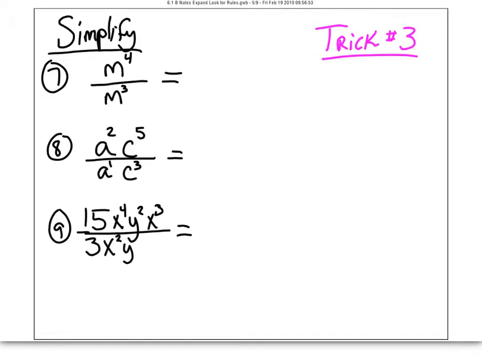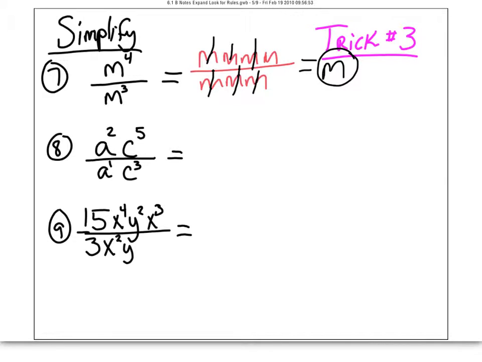Trick 3, let's do the expansion first. So on here, m to the 4th would be 4 m's. The bottom there would be 3. Now we're able to cross some stuff out. That 1 m, those 2, these 2, and we would be left with a single m. Now the trick here is when you have the same variable, so in this case m on the top and m on the bottom, what you do to their exponents is you subtract them. You always take the number on the top first minus the bottom.